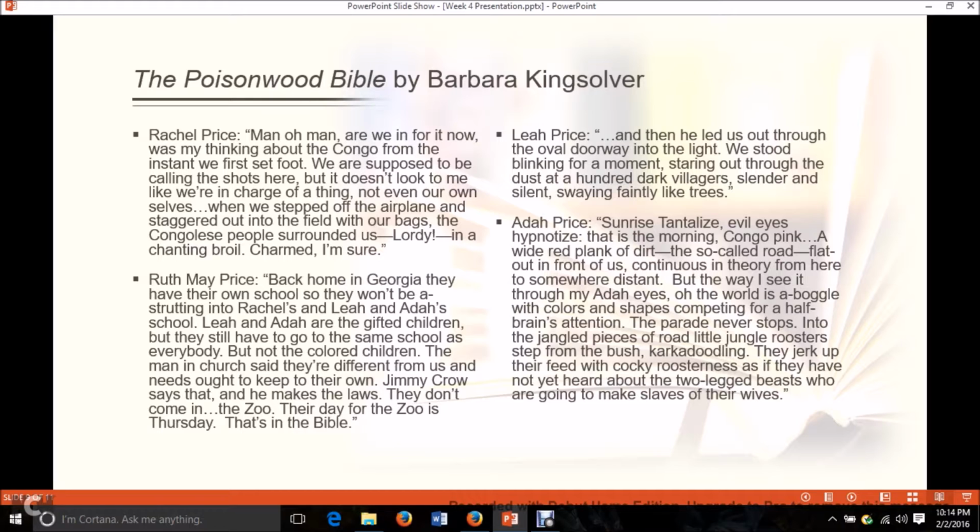Sunrise, tantalize, evil eyes, hypnotize, that is the morning, Congo pink. A wide red plank of dirt, the so-called road, flat out in front of us, continuous, in theory, from here to somewhere distant. But the way I see it through my Ada eyes, oh, the world is a boggle with colors and shapes competing for a half-brain's attention. The parade never stops. Into the jangled pieces of road, little jungle roosters step from the bush, carcadoodling. They jerk up their feet with cocky roosterness, as if they have not yet heard about the two-legged beasts who are going to make slaves of their wives.